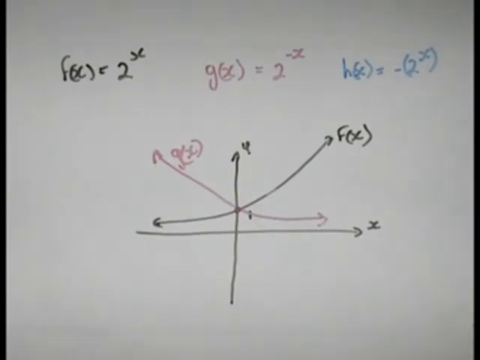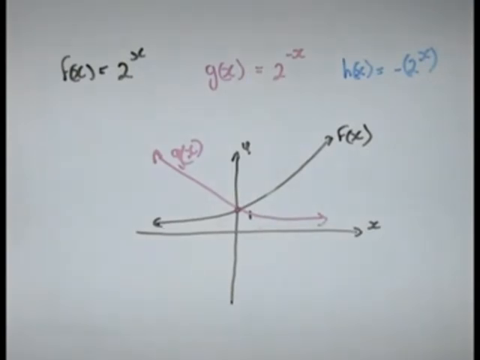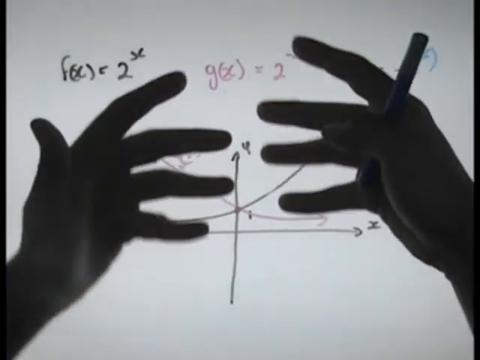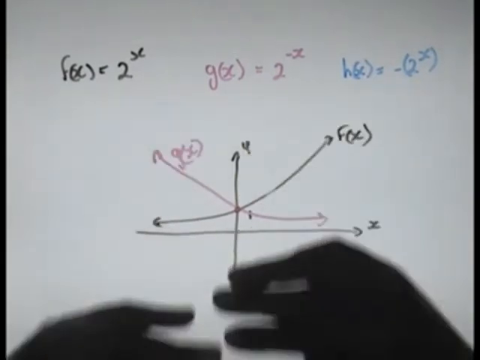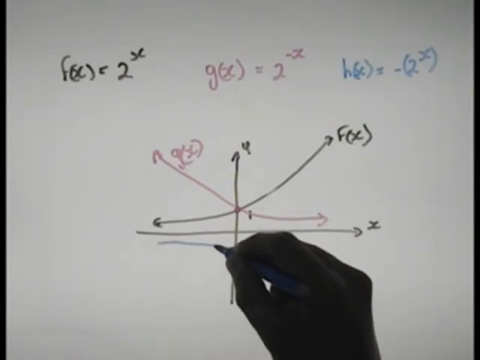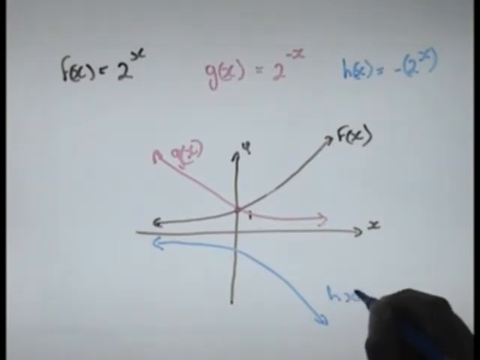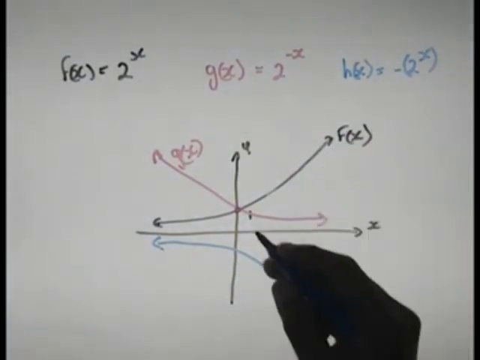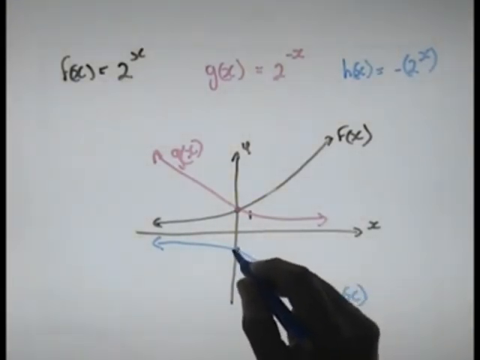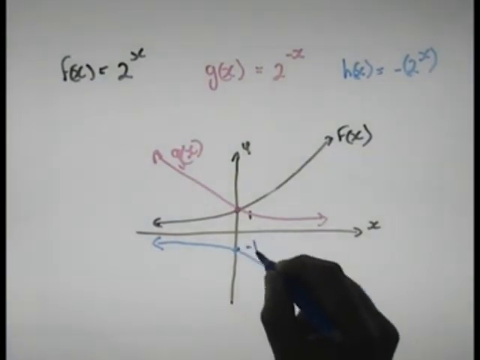The last graph, h of x is equal to negative 2 to the power x, means that it's almost as if our y values, the y's positive value, has become negative. That means that we've taken our standard graph and we've flipped it around the x-axis. If we're flipping it around the x-axis, our graph is going to look like that. And that's the graph h of x, which is the flip of f of x. And that's not going to pass through x is 0 and y is 1. That's going to pass through x is 0 and y is negative 1.